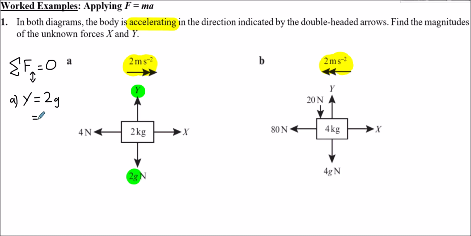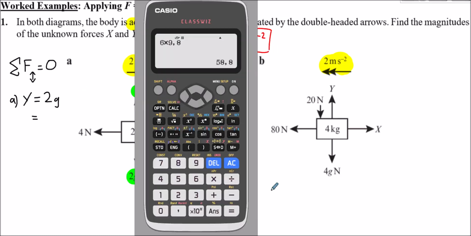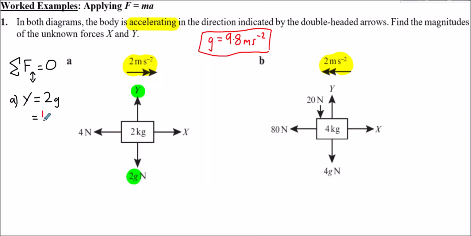And using that g is 9.8 meters per second squared, we can calculate a numerical value for what y is. So y is 2 times 9.8, which we can do easily enough on the calculator. So 2 times 9.8, that's going to come out to be 19.6. So y is 19.6 newtons. We'll do that in a black colour, not red. So 19.6.